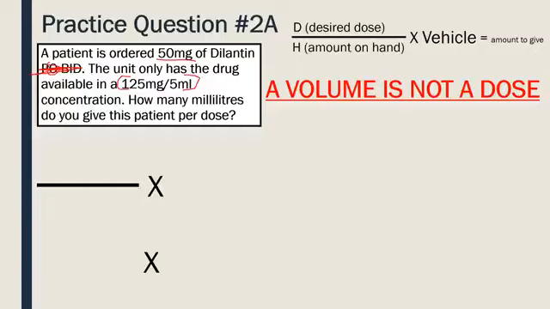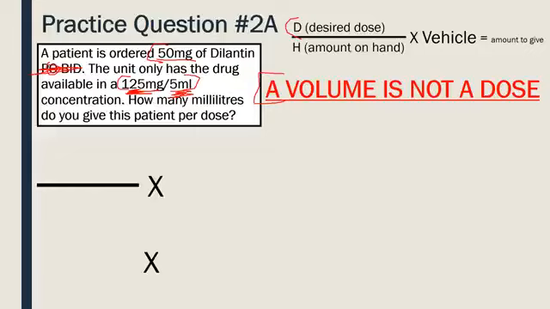Now let's take a look at this. This is the most important thing you have to remember. A volume is not a dose, and these next two questions are going to explain that to you a little bit better. So this 5 milliliters that you see here has absolutely nothing to do with the dose. The dose is always in milligrams, or a unit of weight. Milliliters are a unit of volume of liquid. It has nothing to do with the desired dose we are trying to achieve. So let's run through the question and see what we get.